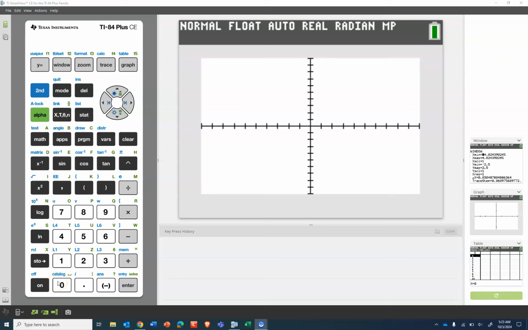College Board requires you to be able to do 4 things with your graphing calculator: graph in a specified window, finding where 2 functions intersect, numerical derivative, which is what I'm going to show you in this video, and numerical integral.